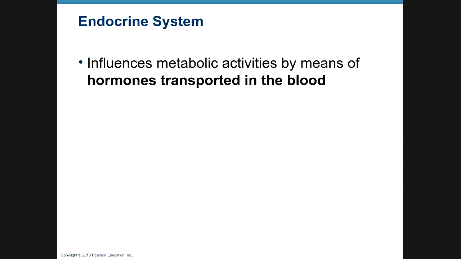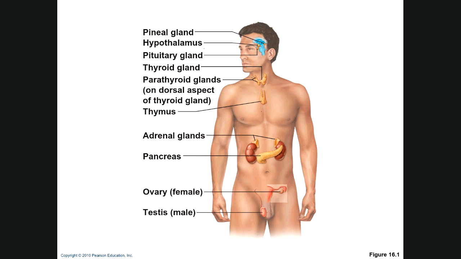Okay, we're going to talk about the endocrine system. The endocrine system influences metabolic activities by means of hormones, which are transported in the blood. Hormones go to all parts of the body, but only affect parts that house receptors for those hormones. We've talked about the pineal gland before, which releases melatonin when it's dark, so you'll get sleepy. We'll spend a bit of time talking about the hypothalamus and pituitary gland today.